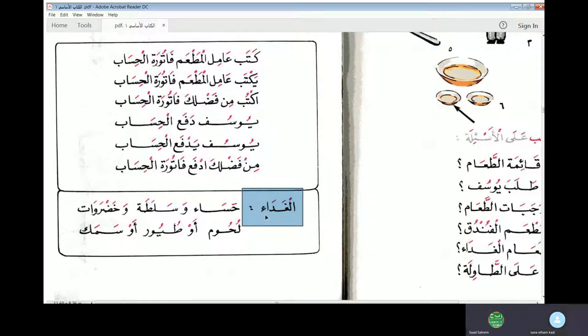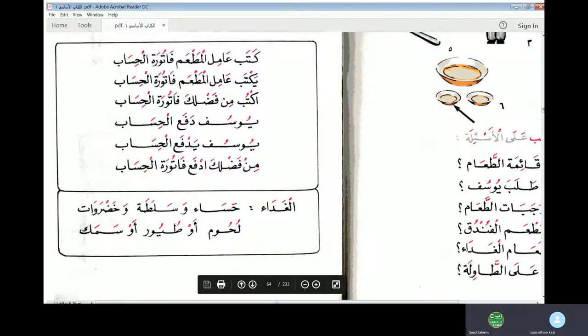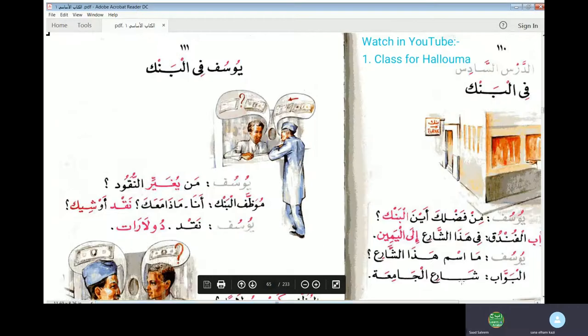The lunch: soup, salad, vegetables, meat, or chicken, or fish. So luhum is meats, right? Because lahm is meat.